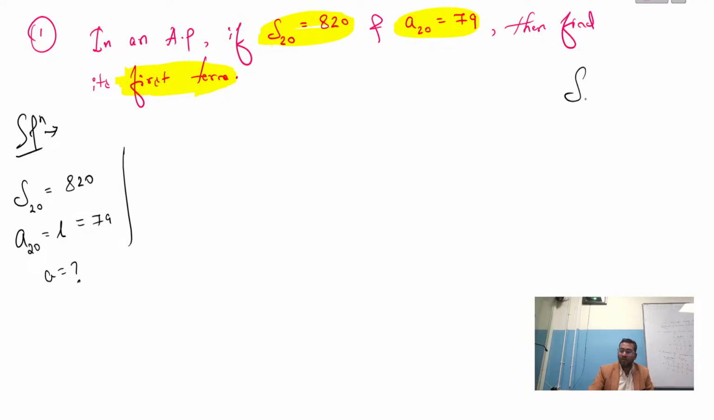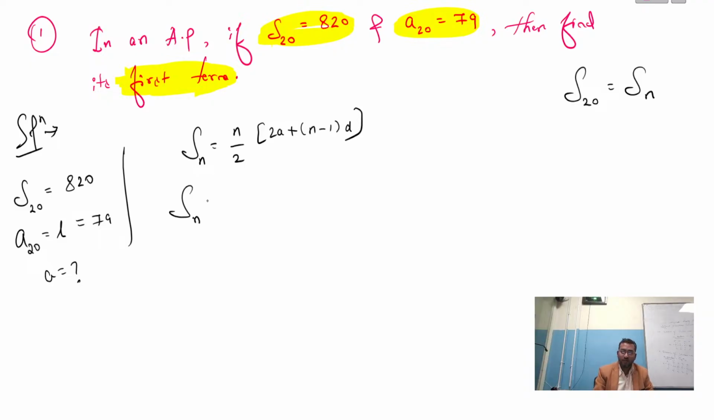S20 is in the form of Sn. Am I right? So what is the formula we have to find Sn? Sn is equal to n by 2 into 2a plus (n minus 1) into d. We have this one formula.